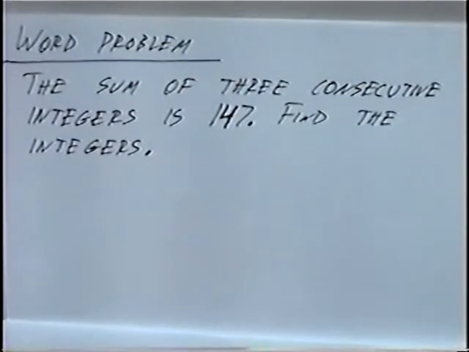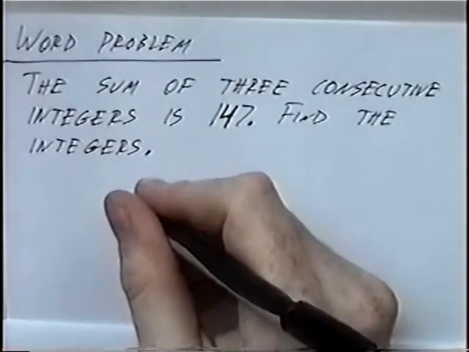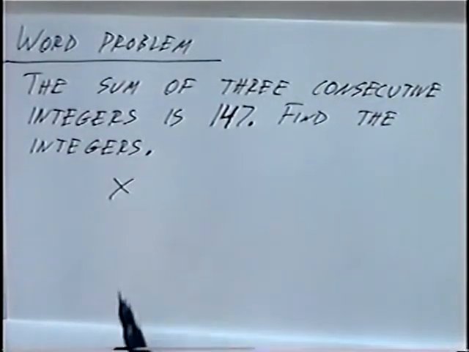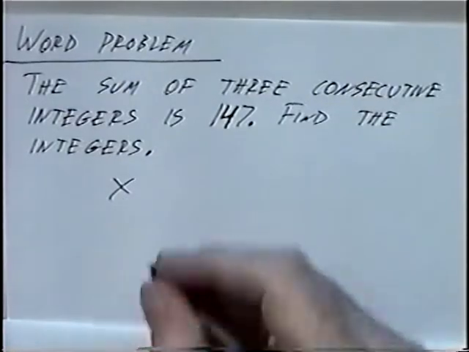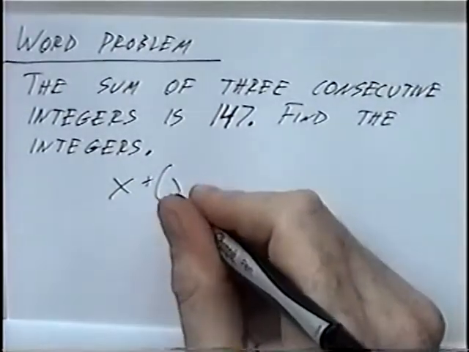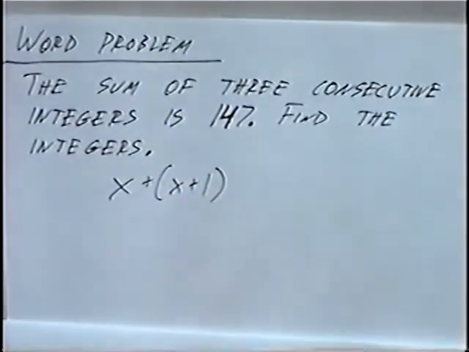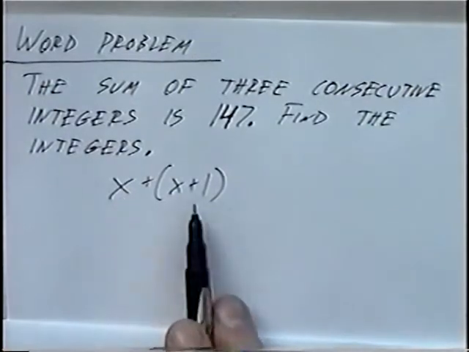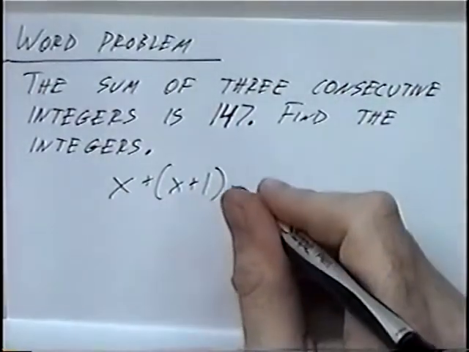To solve this question, we can write an equation. If we let x be the first integer that we don't know but we can solve for, the next consecutive integer means it's the next number after x. In terms of x, to find the next number, that can be x plus 1. So if x is the first integer, the next integer after x is x plus 1.